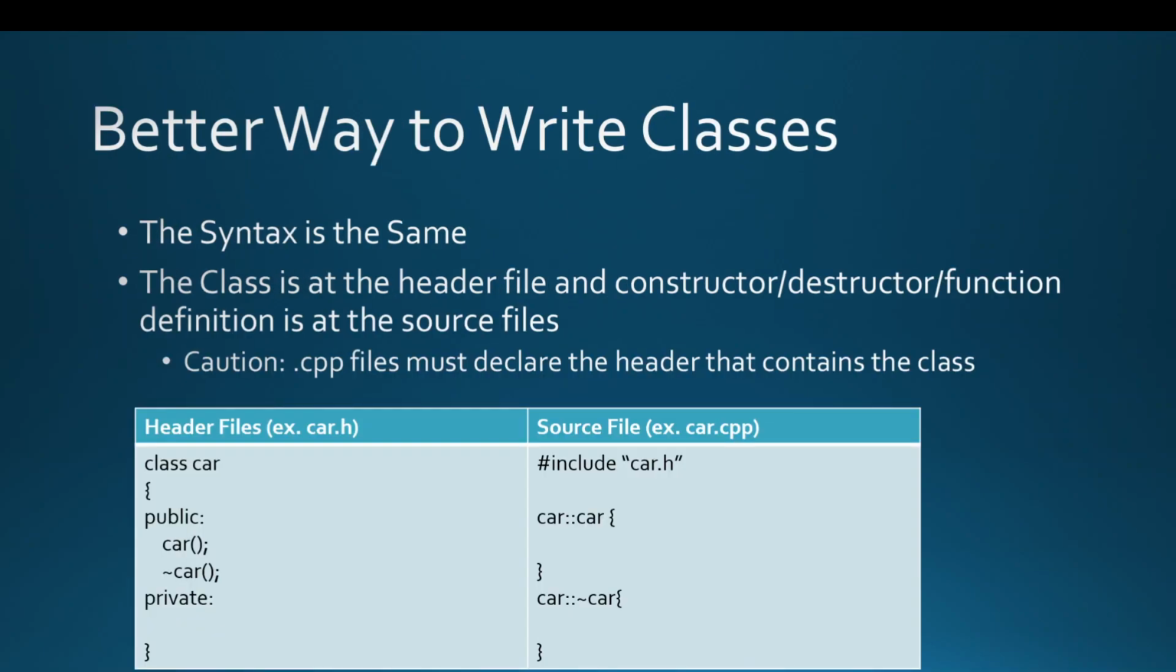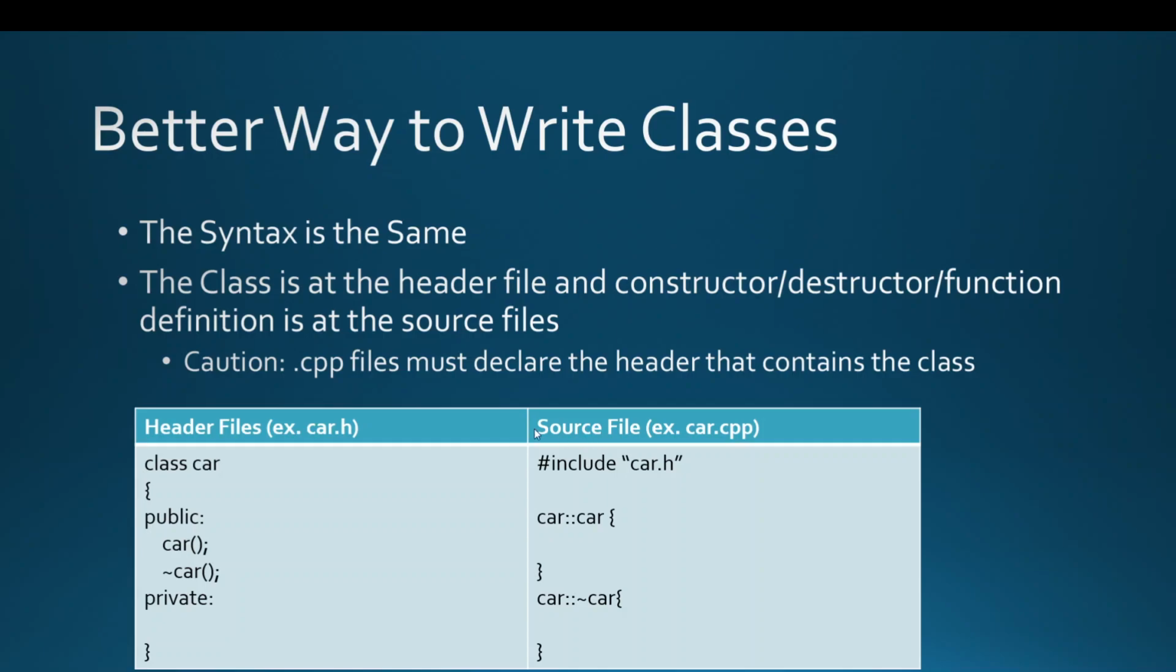A better way to write classes: the syntax is going to be the same. There's still going to be class, whatever the class name is. They're going to be public and private. They're going to be constructor and destructor. Except the class declaration is going to be put in the header file. All the definitions of the constructor, destructor and all the functions are going to be put into a source file. Source file is another word for a .cpp file.